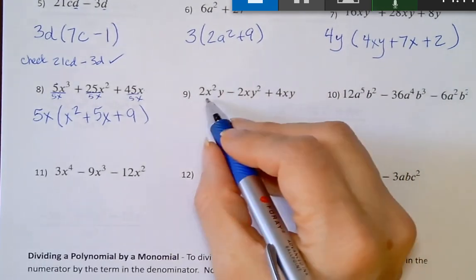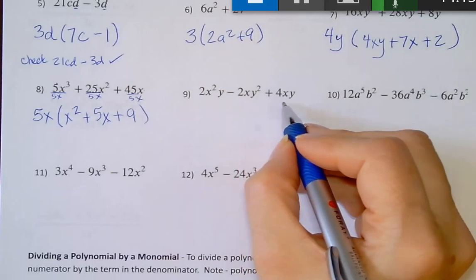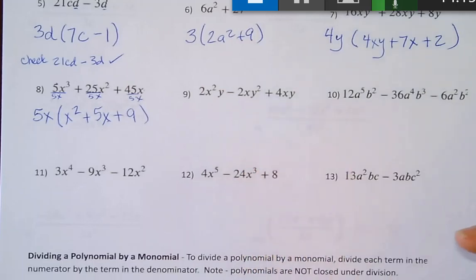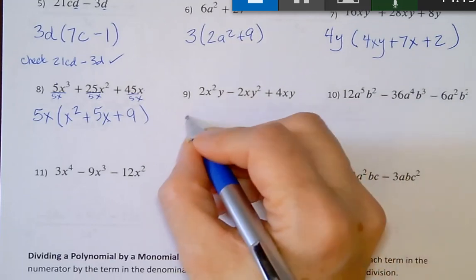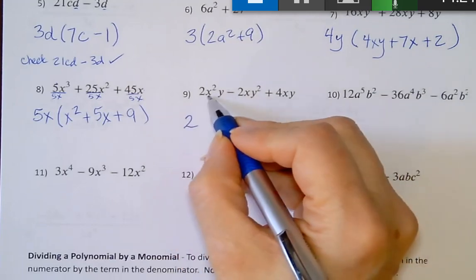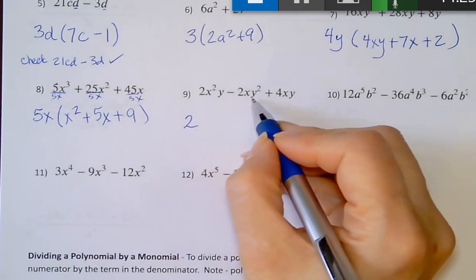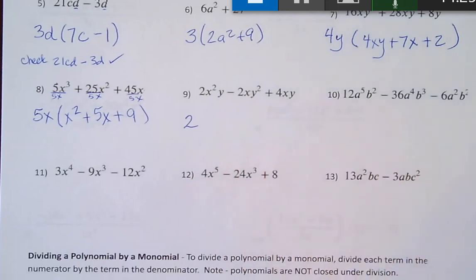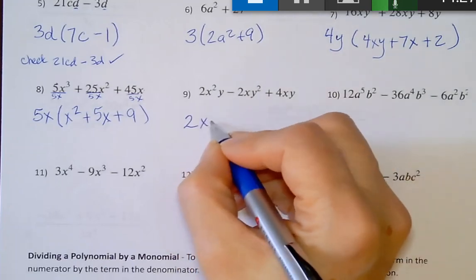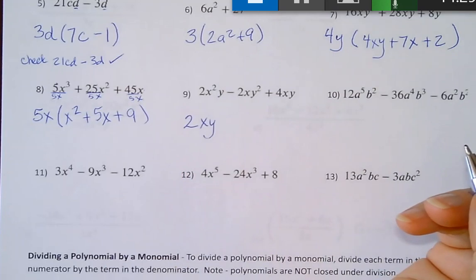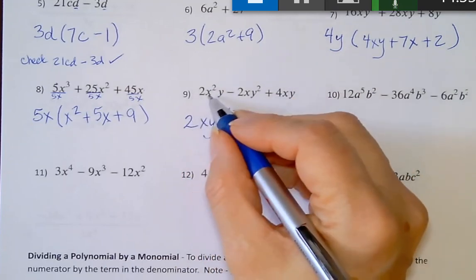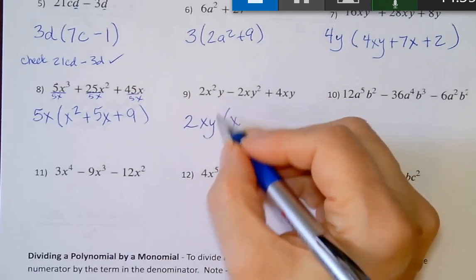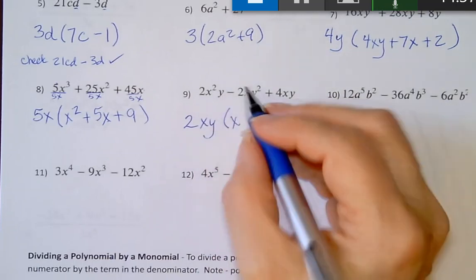Okay, 2x squared y minus 2xy squared plus 4xy. Well, with the numbers, I'm going to pull a positive 2. And my letters, my variables, x squared y, x, y squared, xy. I'm going to pull xy from everything because there is an x and a y in every term. That leaves me with 2 divided by 2 is just 1, x squared divided by x is x, y divided by y is just 1.